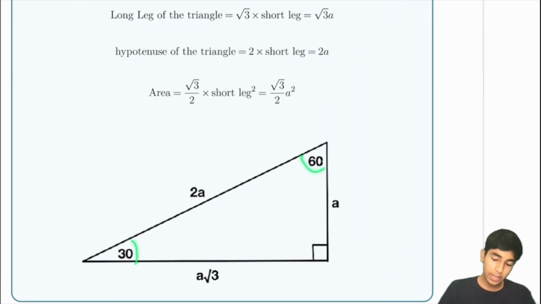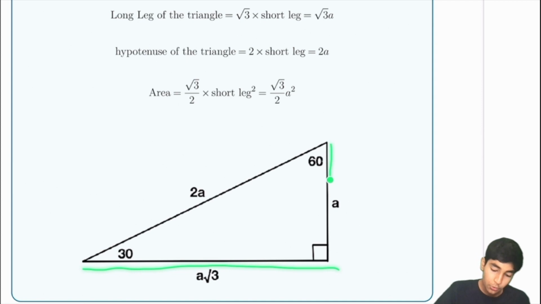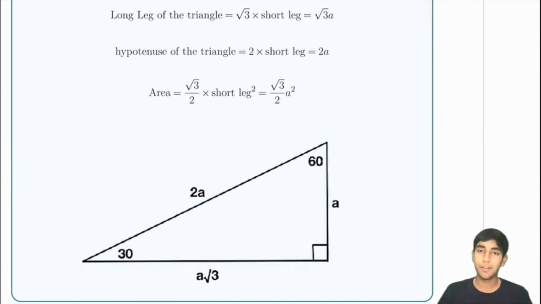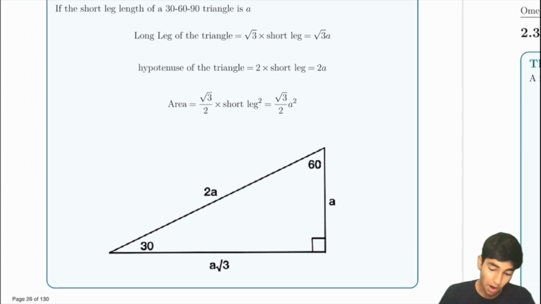Now we've got another cool triangle called the 30, 60, 90 triangle. And this is a special triangle because the ratio of the shortest leg of the right triangle to the hypotenuse is half. So the hypotenuse is 2 times longer than the shortest leg. And the longer leg of the right triangle is root 3 times bigger than the short leg. So that's the properties of the 30, 60, 90 triangle. And the area is just A times A root 3 divided by 2.